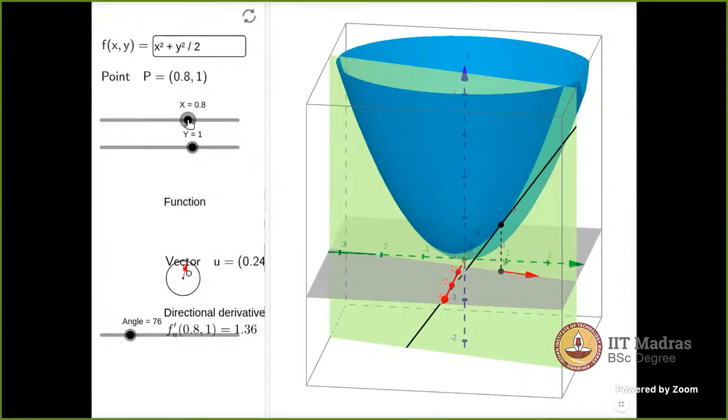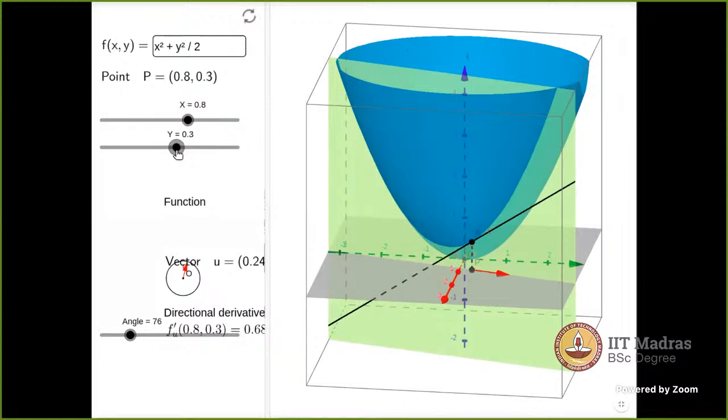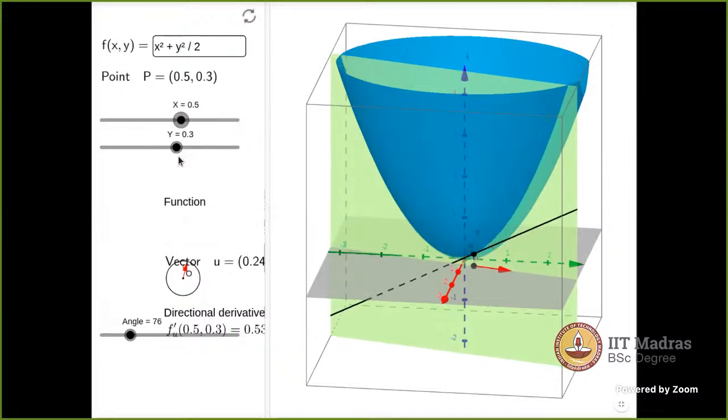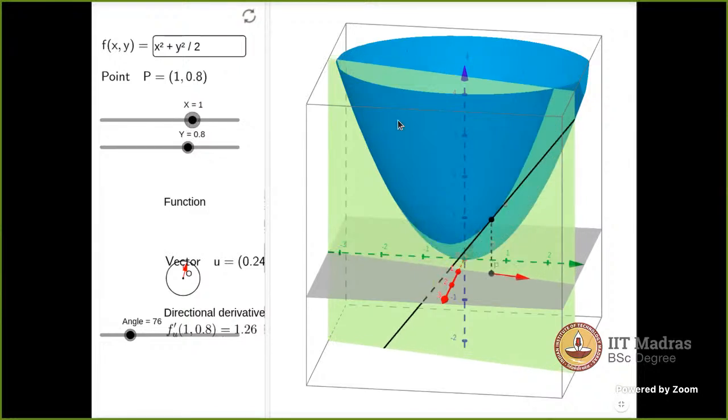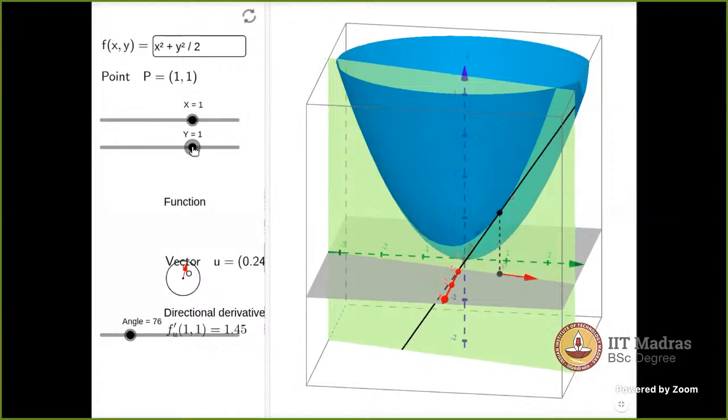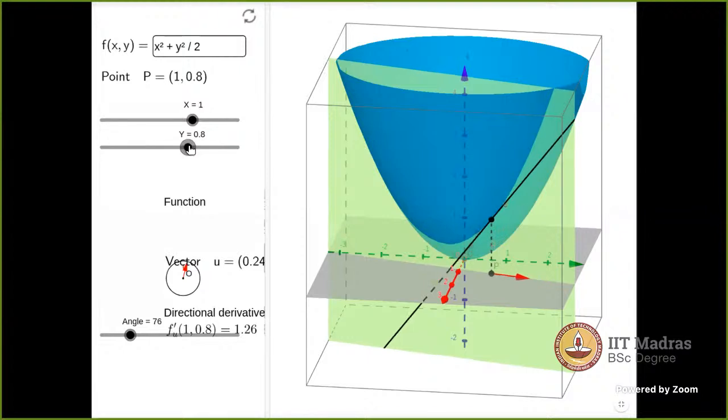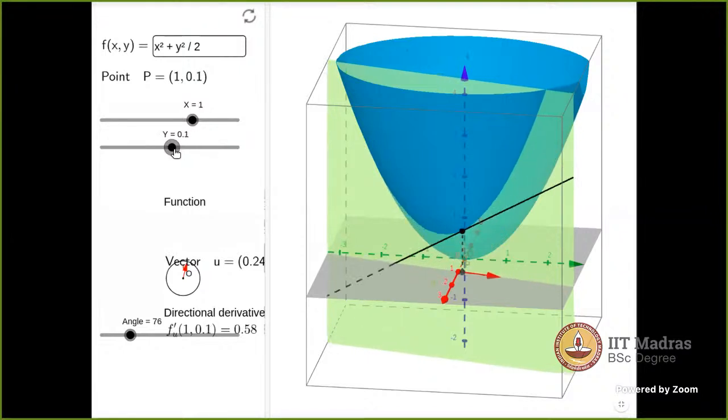Now, one thing: it depends on the vector, that is clear, right? Now, if we change the point, so I am changing the x and y coordinate, then this directional derivative will also change, right? Because at a different point, even if we fix the vector, the rate of change will still change. You can see. Yes, sir.